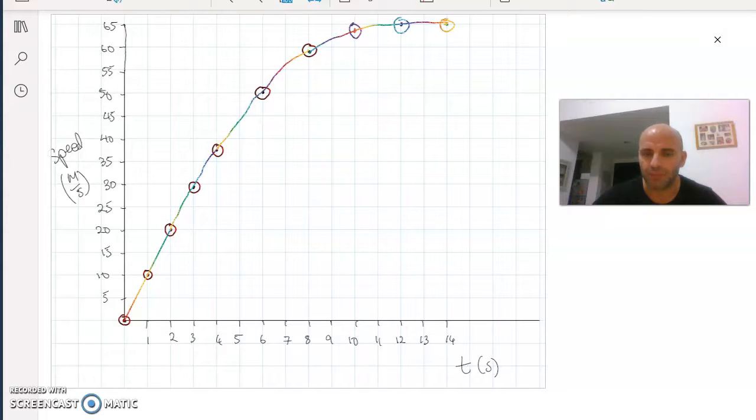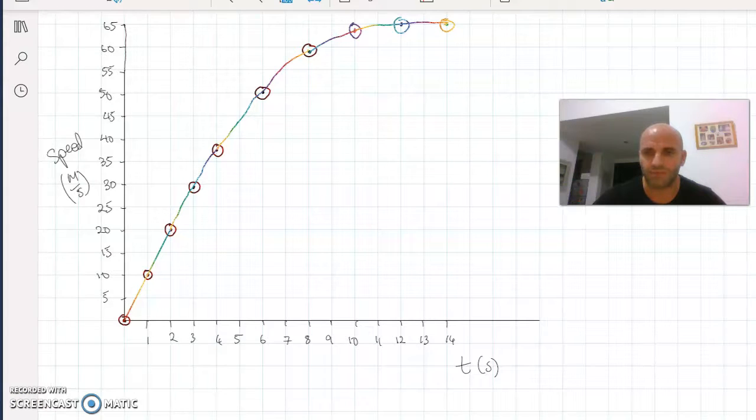Then I just finished it off by joining up the line from all the way from the start to the end. Okay, so that's the graph drawn. Now let's see if we can answer the questions that go with it.